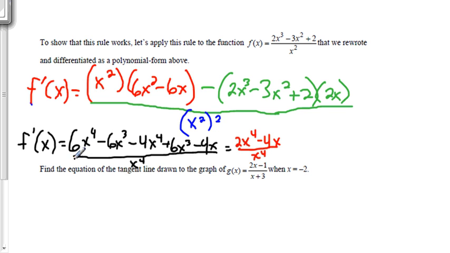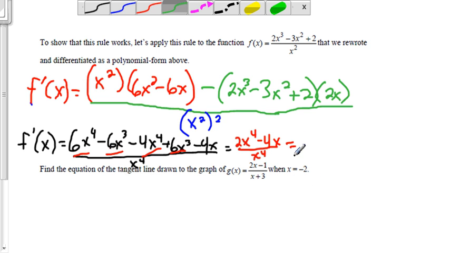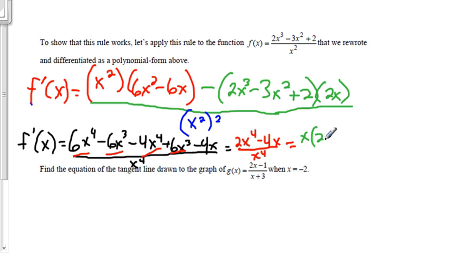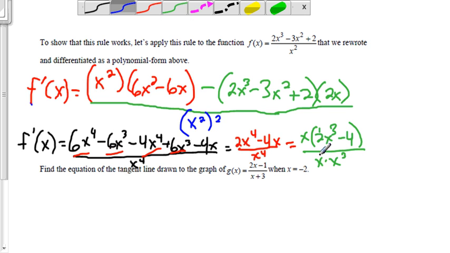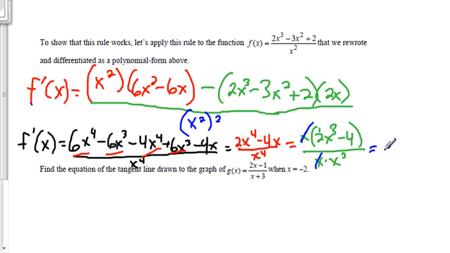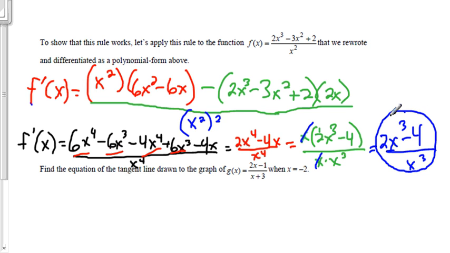So then I can combine like terms. 6x to the fourth minus 4x to the fourth is 2x to the fourth. Negative 6x cubed plus 6x cubed cancels out, and then minus 4x all over x to the fourth. I notice that I can factor out an x from the numerator, 2x cubed minus 4, and then this is going to be x times x cubed, and then I can cancel out those common factors, and that's my derivative. 2x cubed minus 4 over x cubed. And this is exactly what I got when I did that first problem.